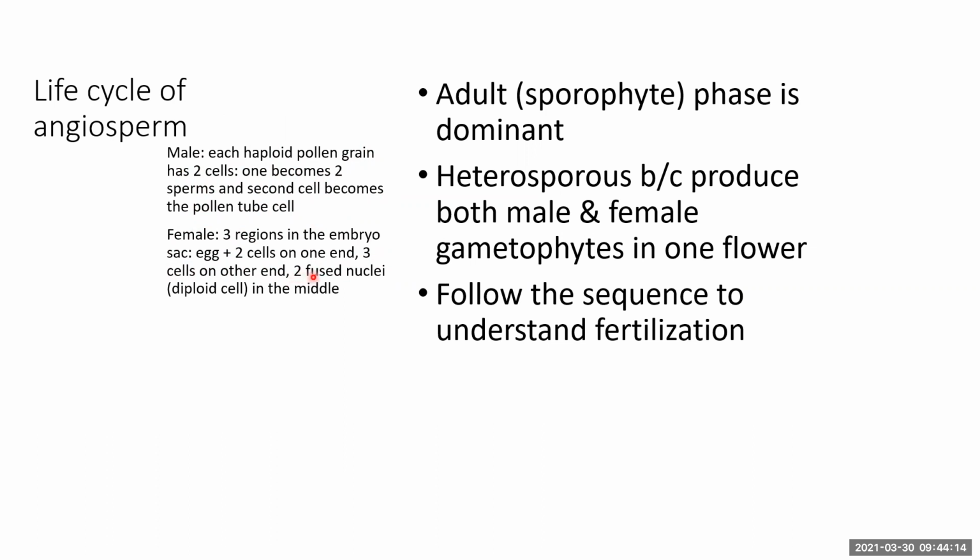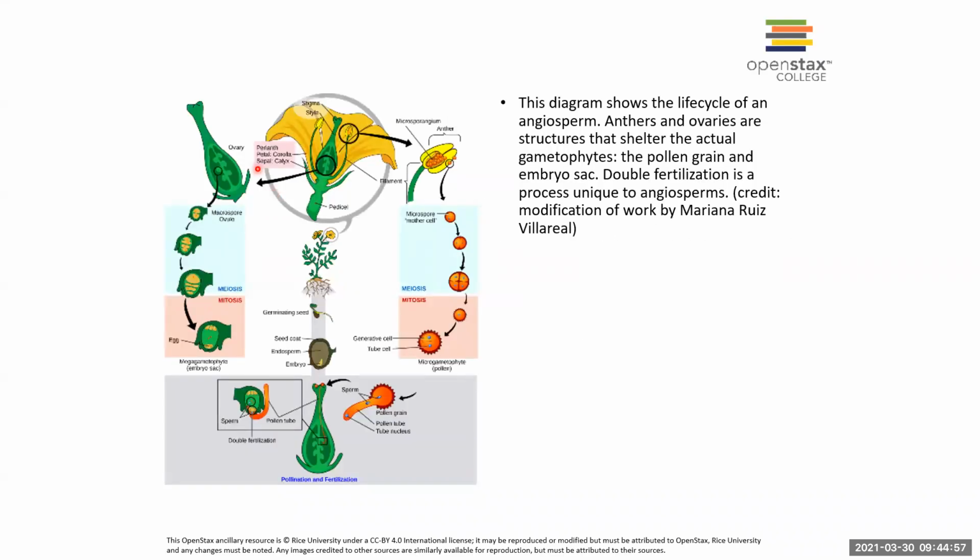Then there are also two fused nuclei in the middle, and we'll get at this in more detail here in a second. But there is this process of double fertilization that happens in angiosperms, and it's unique to the angiosperm group. And we'll kind of show how that happens in the next slide. So just kind of put these in the back of your mind: three regions in the female embryo. Male has those two sperm cells and the pollen tube, right, that comes from the second cell. And we're going to show where these are here, okay?